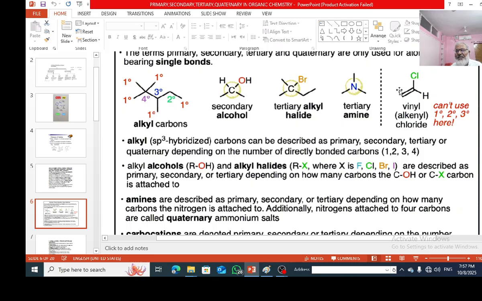For this structure, alkenyl chloride, we cannot use primary, secondary and tertiary.